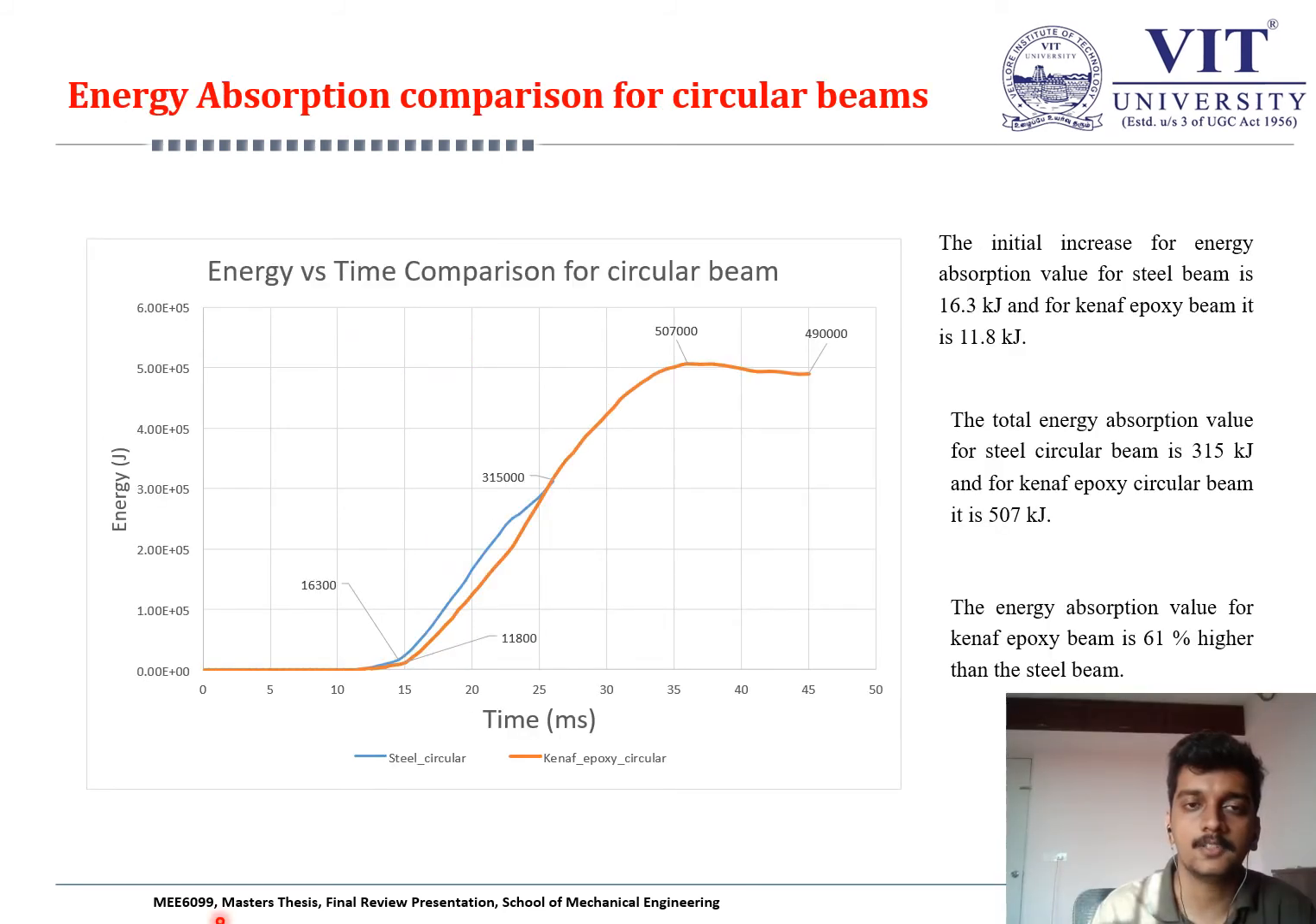Another property which has been focused on is the energy absorption value, and in this slide we can see the comparison of circular beams. The total energy absorption value for the steel circular beam is 350 kilojoules, and for the canap epoxy tube it is 507 kilojoules. So the energy absorption value for the canap epoxy beam is 61% higher than that of the steel beam.